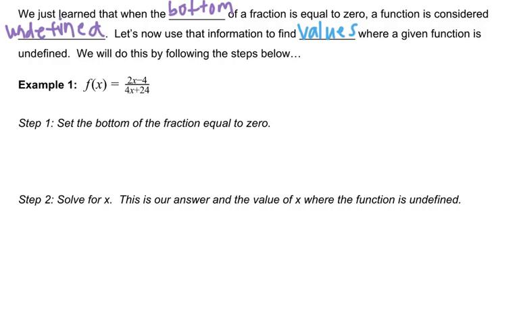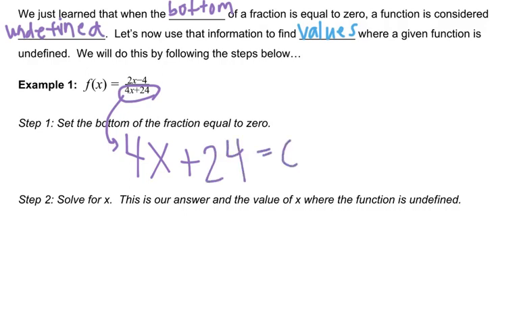Example 1, f of x equals 2x minus 4 over 4x plus 24. Our step 1 is going to be the same in all these example problems. Step 1 says set the bottom of the fraction equal to 0. So I'm going to locate that denominator, 4x plus 24, and set that equal to 0. I do not care about the top of the fraction, so we're simply going to ignore it. 4x plus 24 equals 0. Wonderful. First step is done.